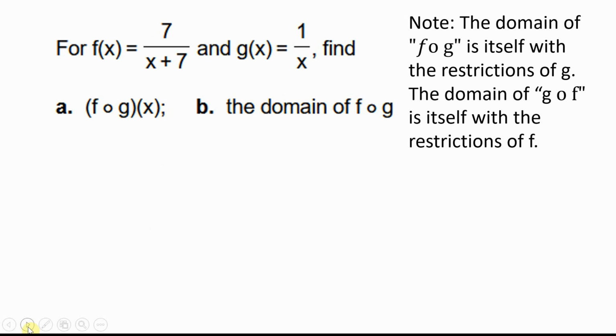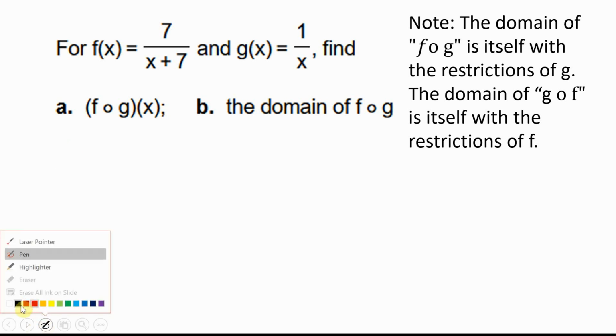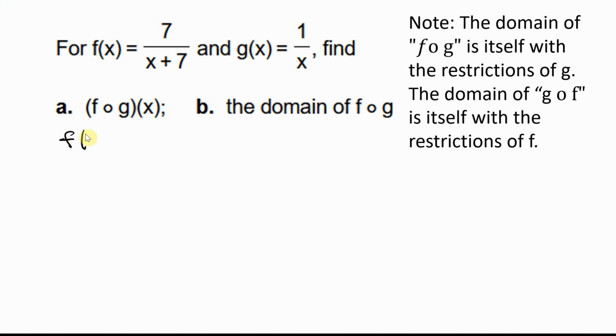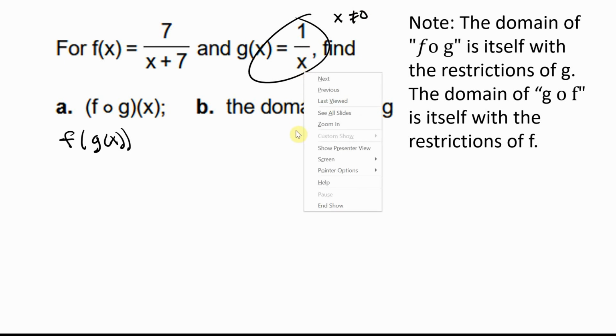All right. So here, part A, find the composition F composed with G. And then it says find its domain. I give the note here. The domain of F composed with G is itself with the restriction of G, because G is going to be inside of this composition. Remember, this is F of G of X. I know for G, the restriction would be that X cannot equal 0, right? Right there. See that? X cannot equal 0.